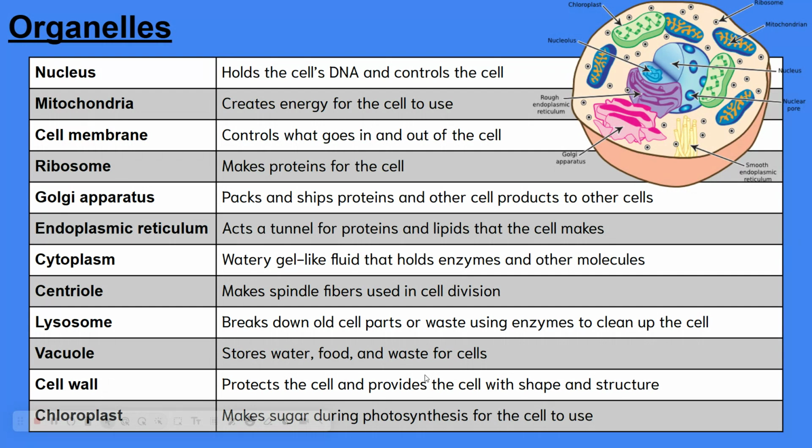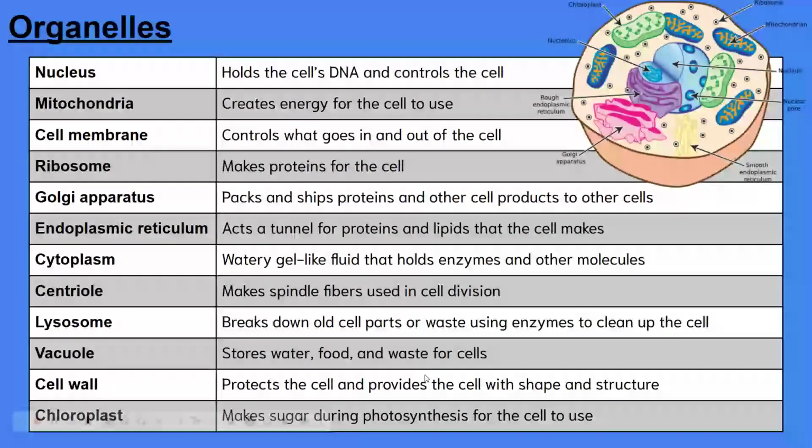The endoplasmic reticulum, or ER, acts as a tunnel for proteins and lipids that the cell makes. So it's just kind of like a little highway within the cell, or a tunnel. The cytoplasm is the watery gel-like fluid that holds enzymes and other molecules. Centrioles make spindle fibers used in cell division. So we will talk about those more in mitosis. Lysosomes break down old cell parts or waste using enzymes to clean up the cell. So lysosome and lysol can go together as well, because lysol helps clean up messes. Lysosomes help clean up the cell.